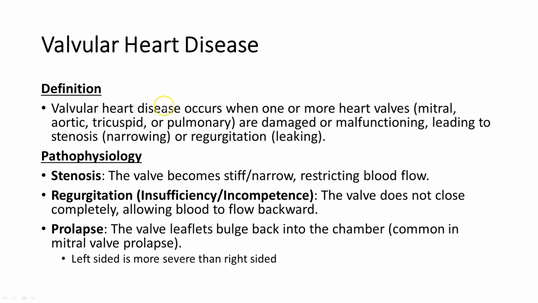So we know that valvular heart disease occurs when one or more heart valves are damaged or malfunctioning. This can lead to any kind of stenosis or regurgitation, so a narrowing or a leaking. We walked through stenosis and regurgitation. The other one that you will hear them talk about, and it's usually mitral valve, is called a mitral valve prolapse. So the valve leaflets actually bulge back into the chamber. So it's still a blood flow issue. Remember early on in cardiac assessment, I said we need to understand where blood backs up to.